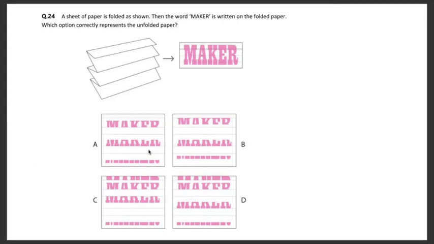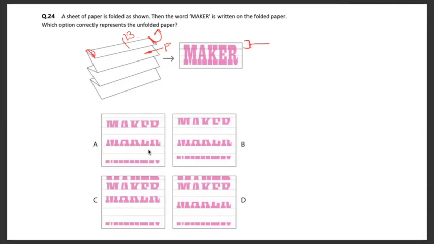When you unfold this paper, which option correctly represents the sheet? In this case, if you observe the paper very carefully, this part of the fold is actually coming out, which means when it is unfolded, this will be the front side of the paper, and this will be the back side of the paper. What it means is that whatever part of the word maker is written in the upper part, you will not see it.